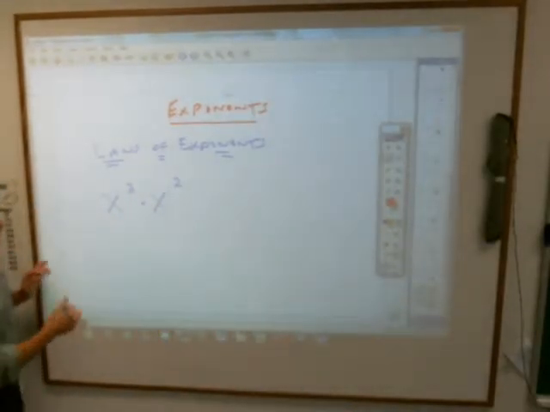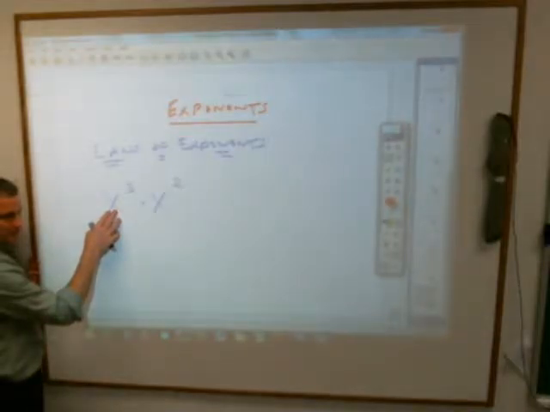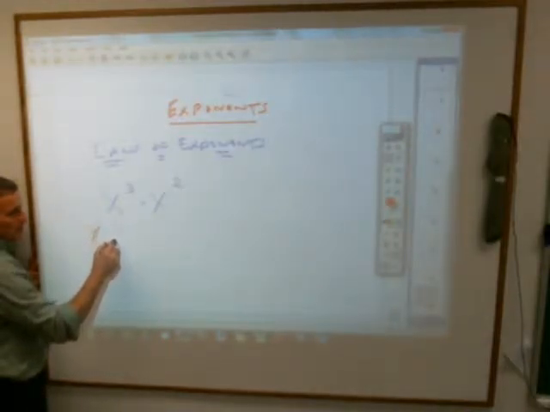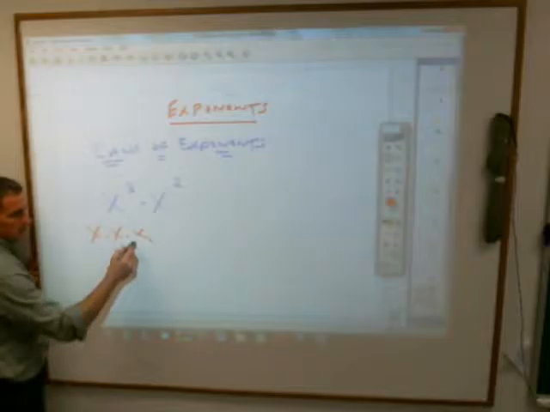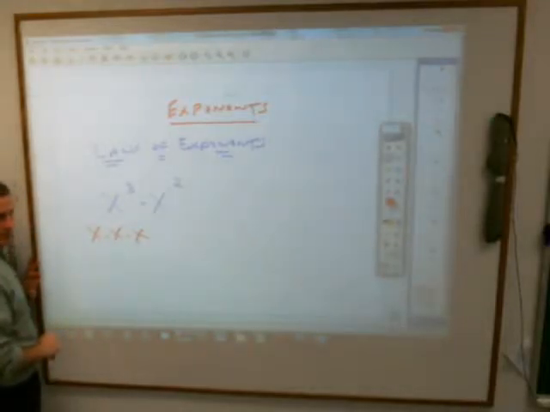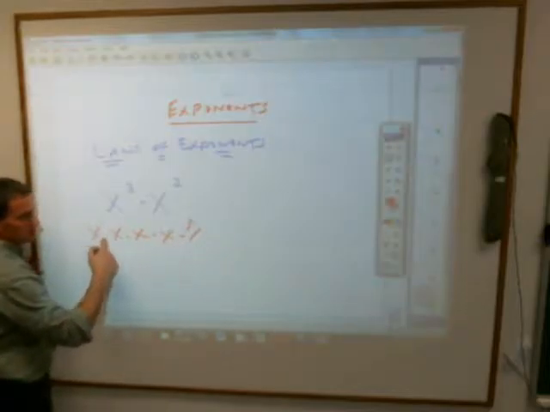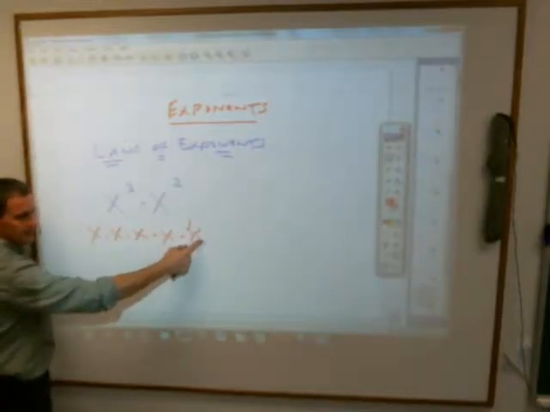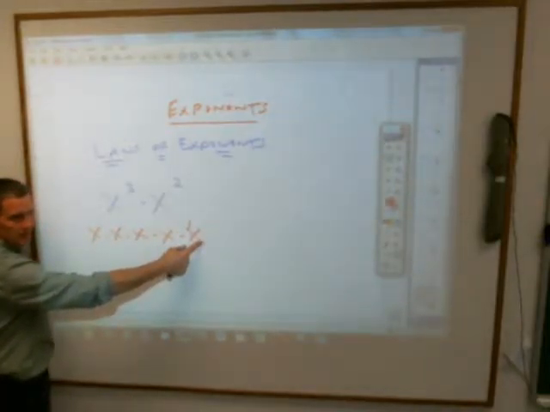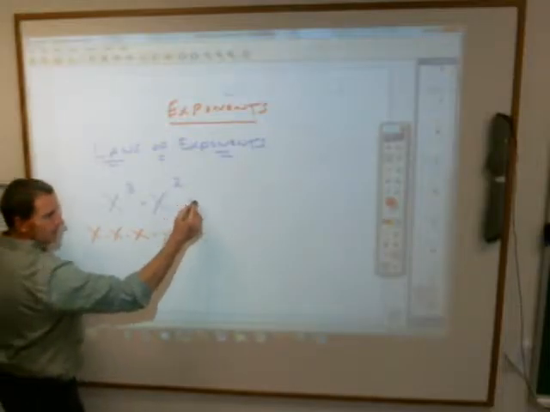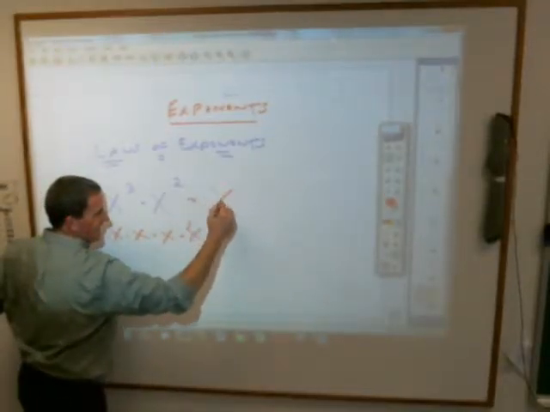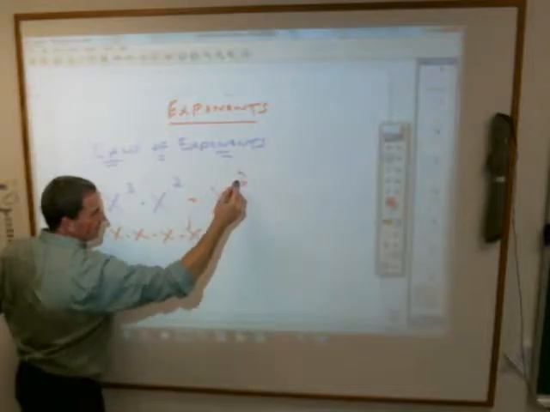Does anybody know what the answer actually is? Think about this. What does x to the third power mean? X times x times x. What does x to the second power mean? X times x. Is this x to the 6th? No, it is x to the 5th power. And that is not intuitive. That doesn't seem quite right.